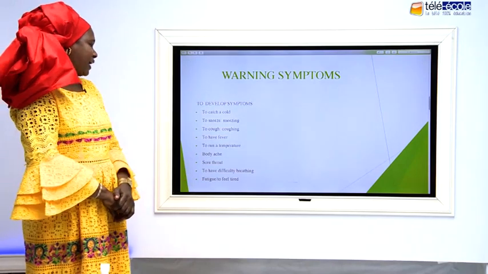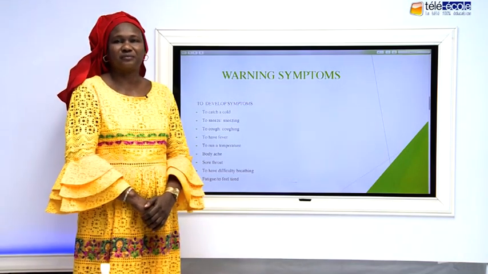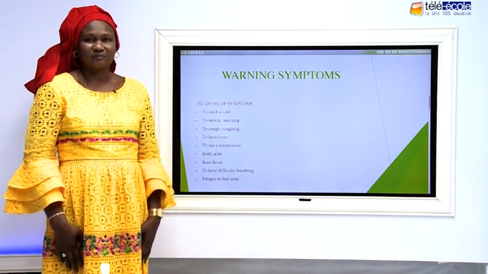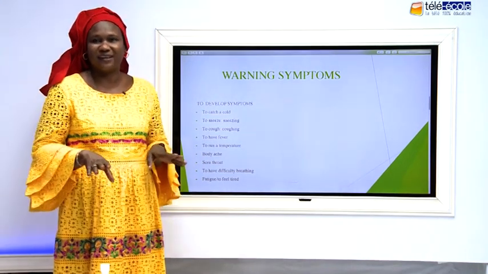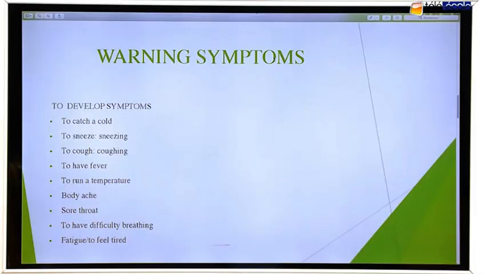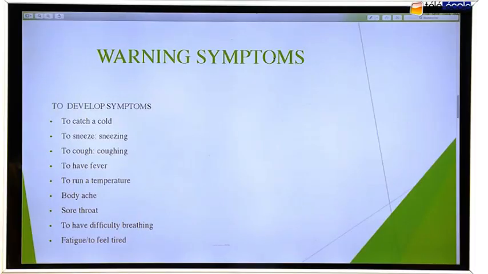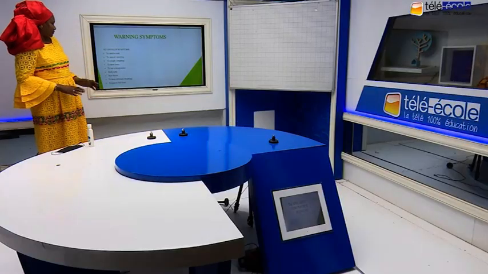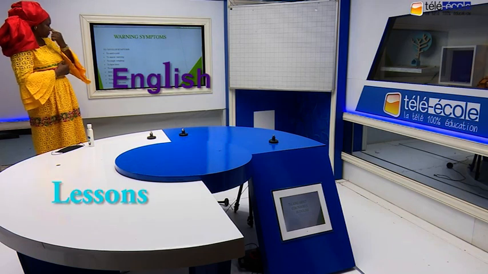Another symptom is to have difficulty breathing. To have difficulty breathing. I do this. I'm breathing. To breathe. If you don't breathe, you'll die. Fatigue. Fatigue, you have the same word in French, or to feel tired. You feel fatigue or you feel tired. Clear for everybody? So let's move to other words.